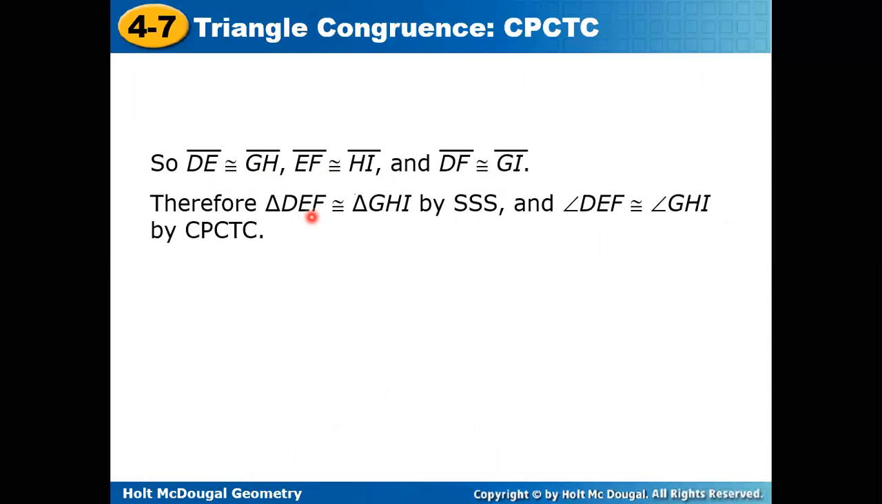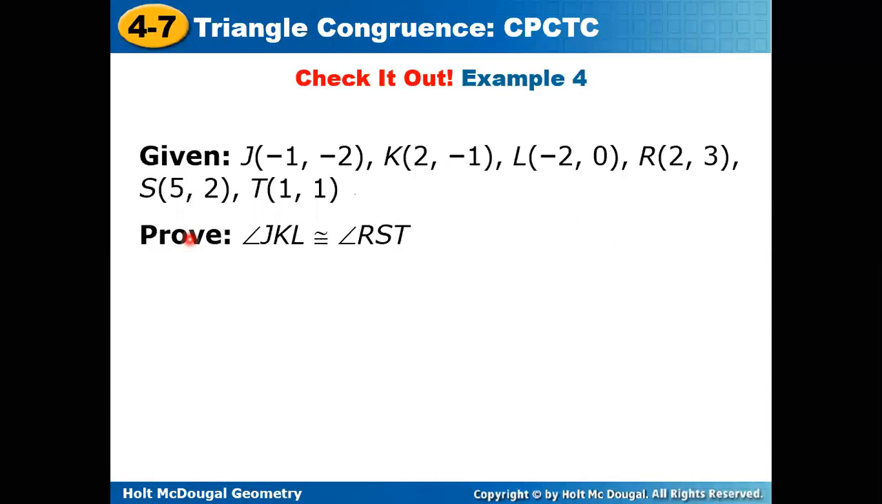Now we can apply CPCTC. Because the two triangles are congruent, we can say that angle D is congruent to angle G, or angle E is congruent to angle H, or angle F is congruent to angle I. So we need here angle E, which is DEF. Angle E is congruent to angle H, which is GHI, by CPCTC. Okay. Now we have check it out 4. Let's check your answers.